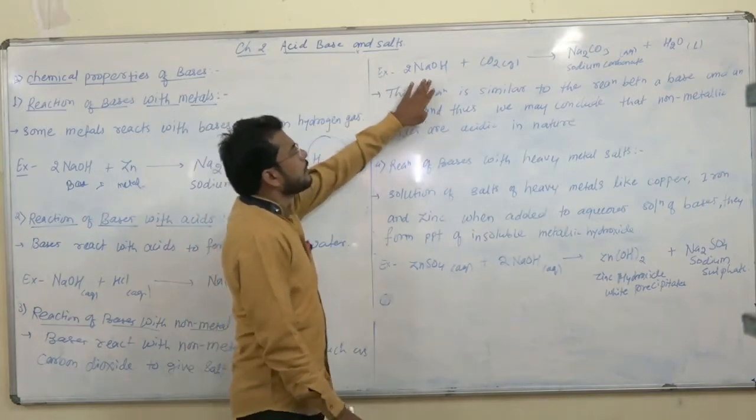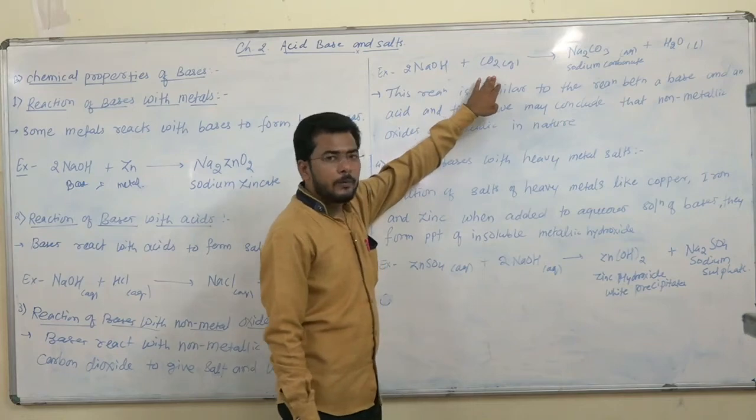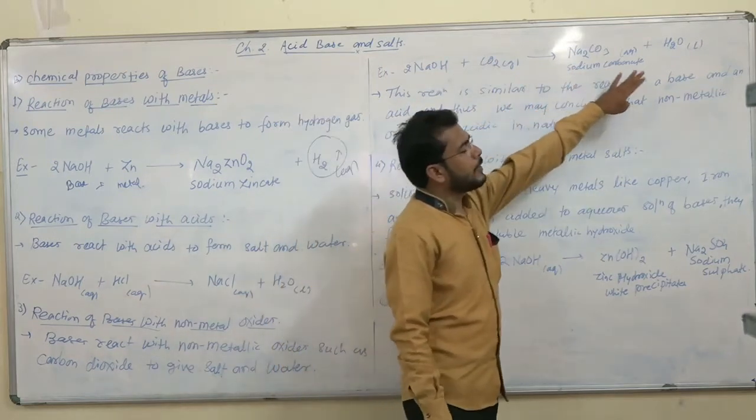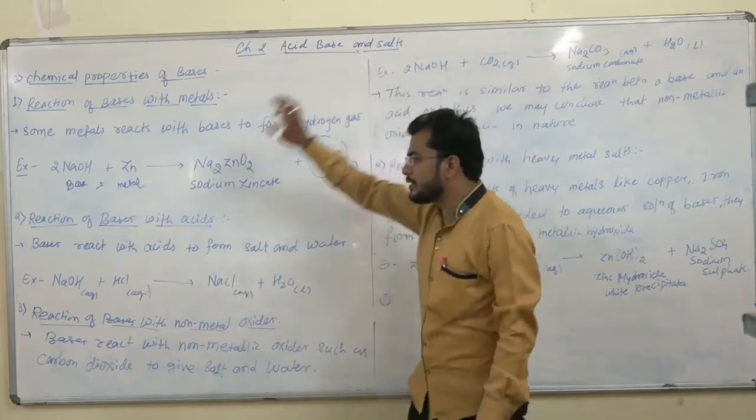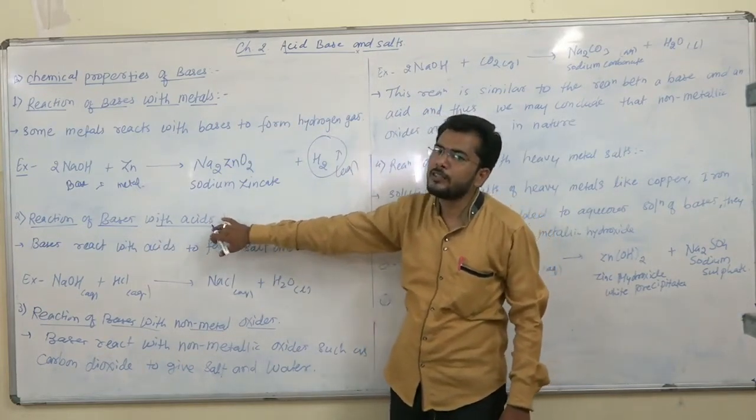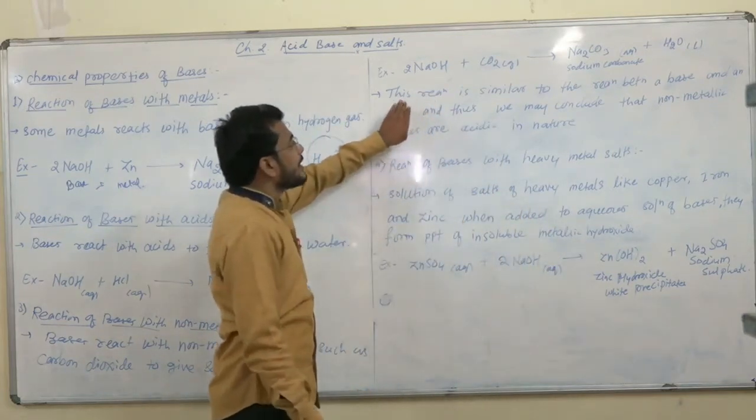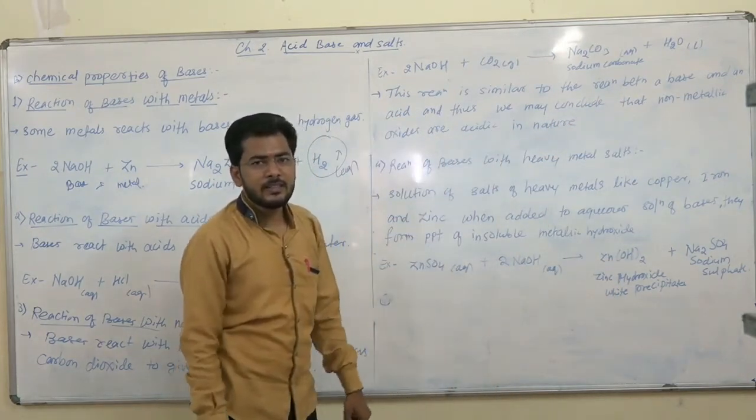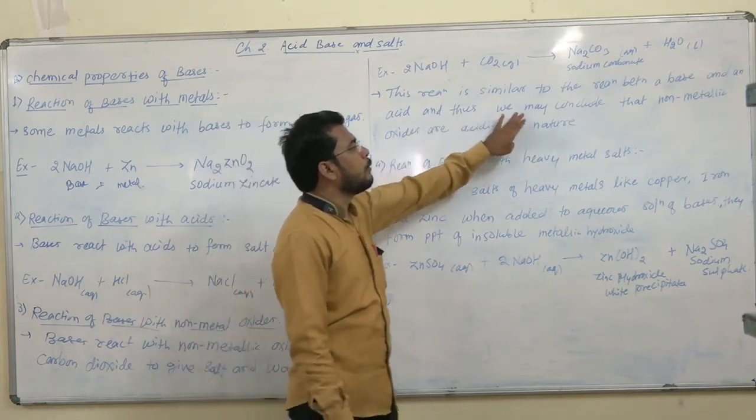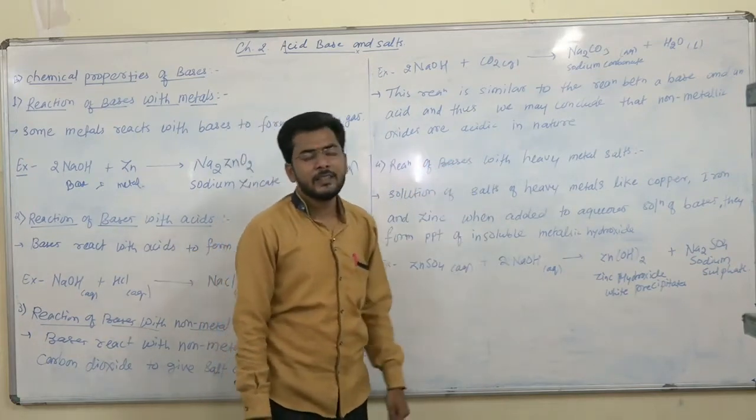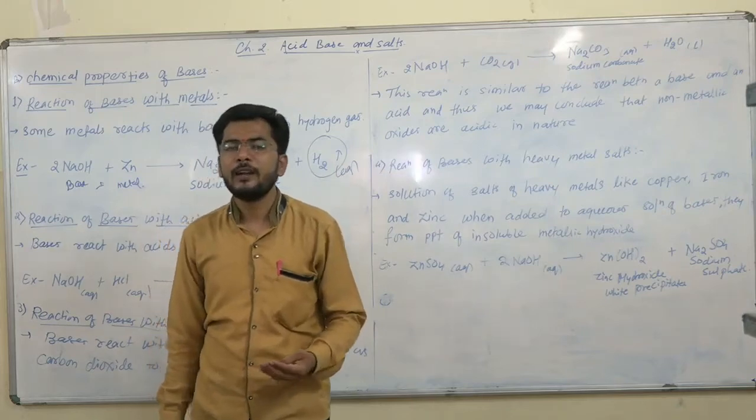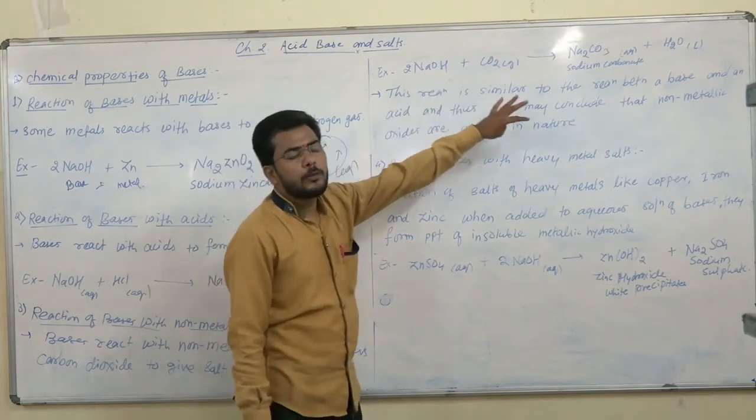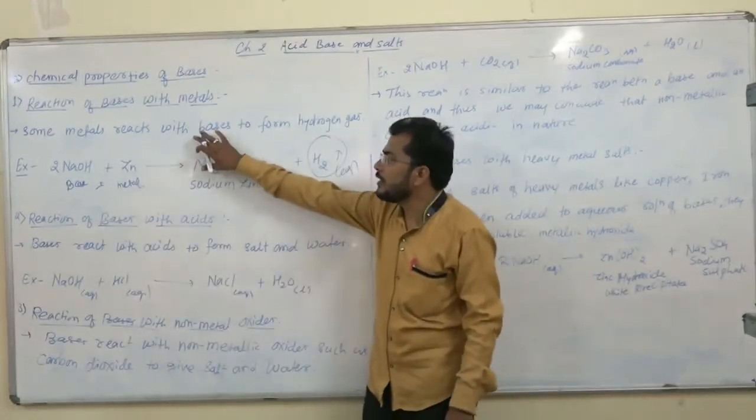For example, sodium hydroxide reacting with non-metal oxides, which behave as acid, gives salt plus water. It means this reaction is the same as the reaction of base with acid or acid with base. This reaction is similar to the reaction between base and acid, and thus we may conclude that non-metallic oxides are acidic in nature. So what will be the product of this reaction? Salt plus water.